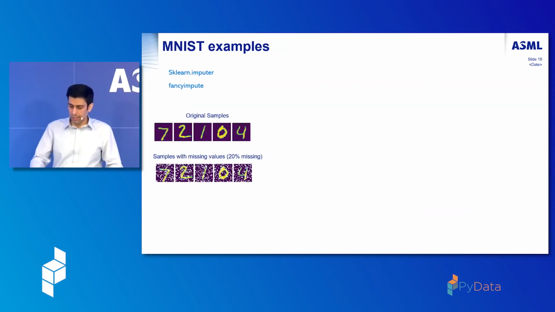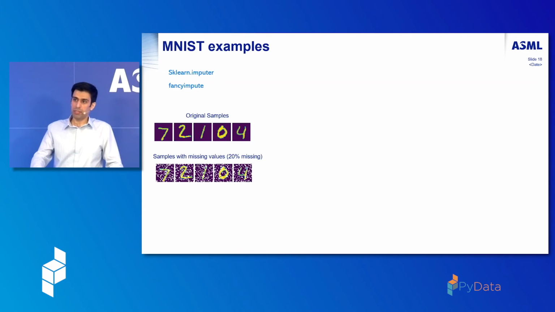All right, and in the end, I want to show you some illustrative results from the MNIST dataset, which is a dataset of images of digits. I have used scikit-learn imputer and fancyimpute, two open source toolboxes with a number of interesting imputation techniques. And these are the results from the notebooks I said I will make available for you. So you can simply reproduce these results yourself.